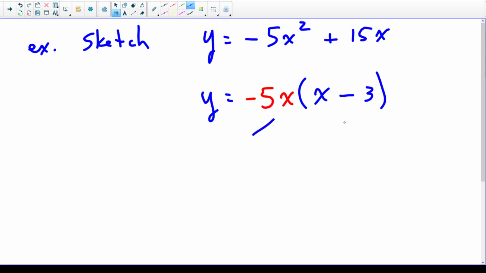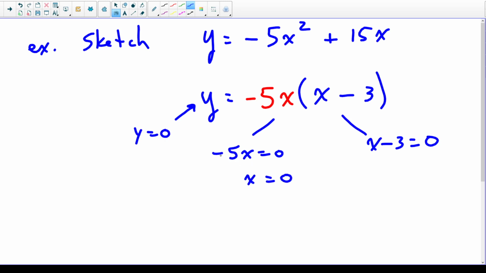What's the next step? Split up these two. We're going to temporarily make y equal to 0, which I'm just going to write like that, okay? So I don't have to rewrite the entire equation. And then we're going to say negative 5x equals 0, and x minus 3 equals 0. Remember, we're doing that because the logic is either one of the things equals 0 so that they multiply to give 0 for the y, or the other thing equals 0 so that they multiply together to give y equals 0. All right? So this one's easy because it's just negative 5 times x.